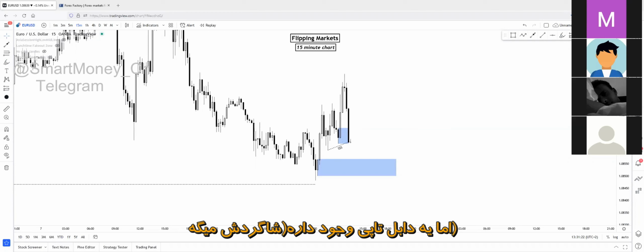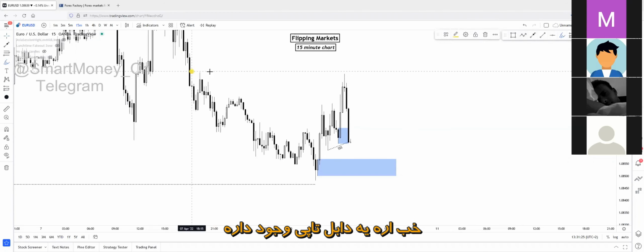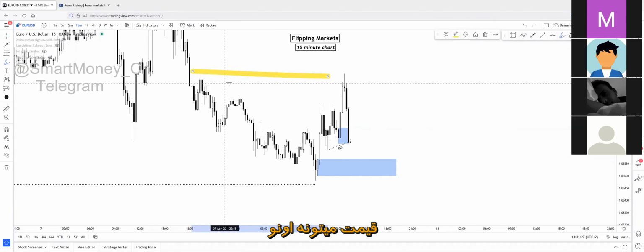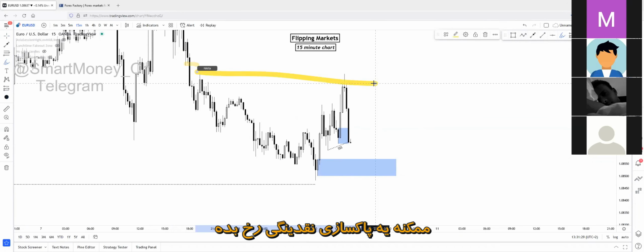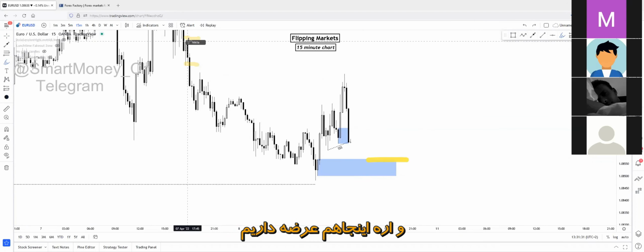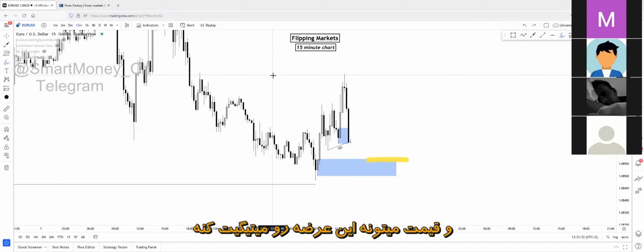But there is a double tap. Yeah, there's a double tap, and a possibility of the sweep can happen. That could be a possible sweep. And yeah, there's a supply zone. A supply zone tap can happen.